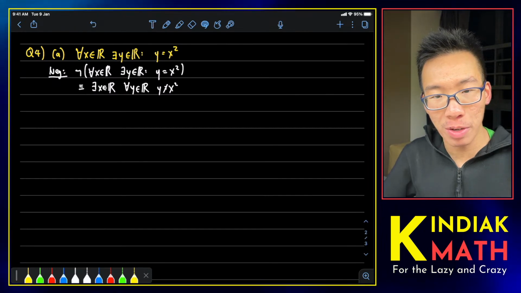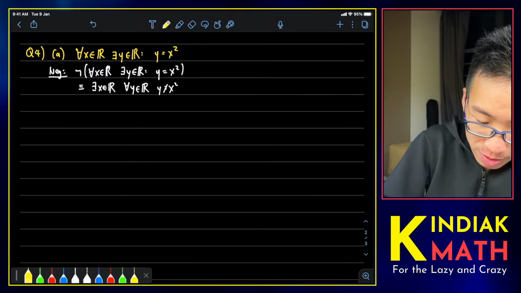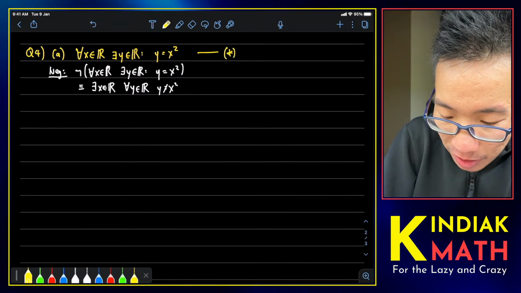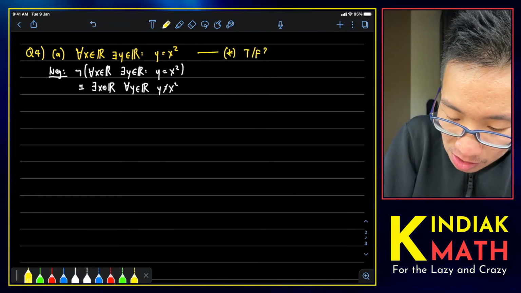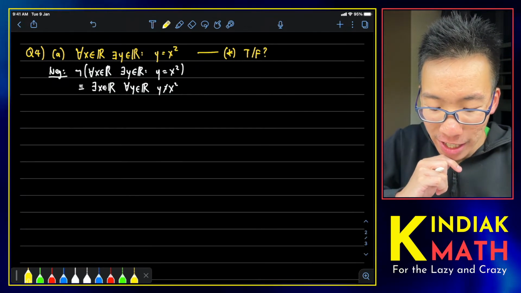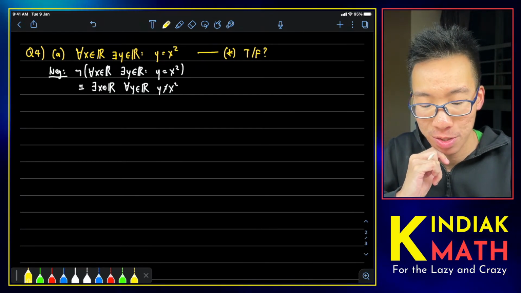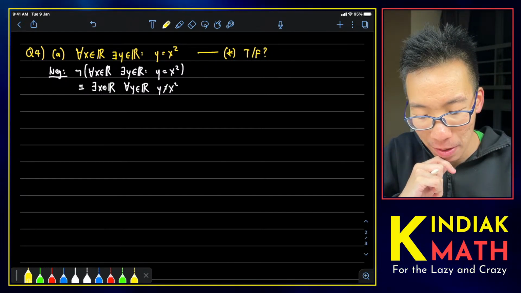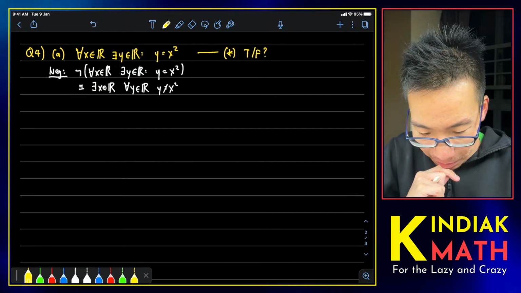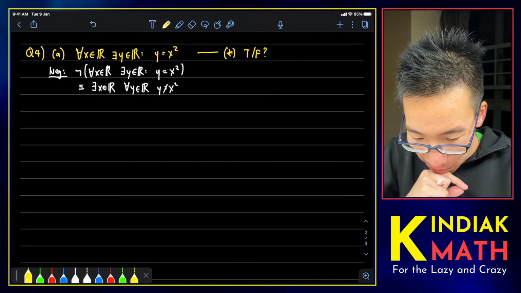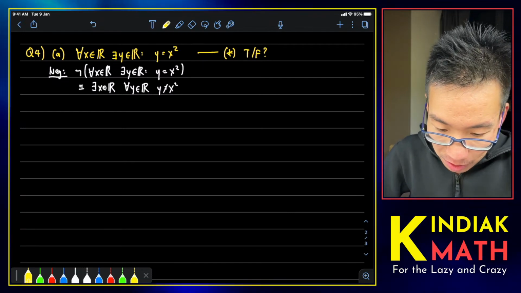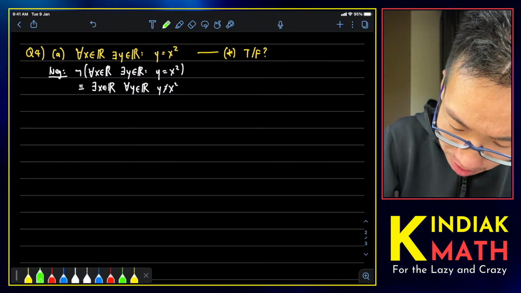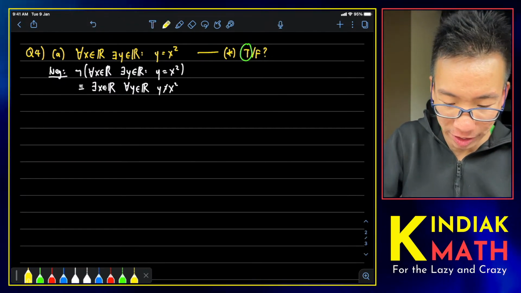And we might want to check whether this is true or false. Is this true or false? In other words, is the original statement true or false? Well, for any x, there is a y in R such that y equals x squared. That sounds about right. So let's go ahead and prove it.